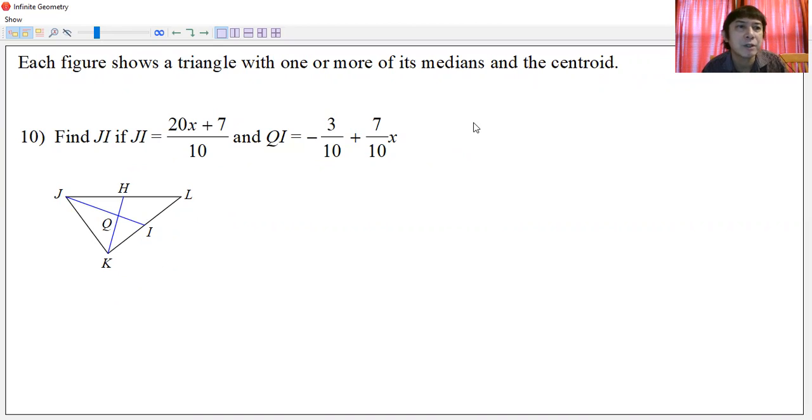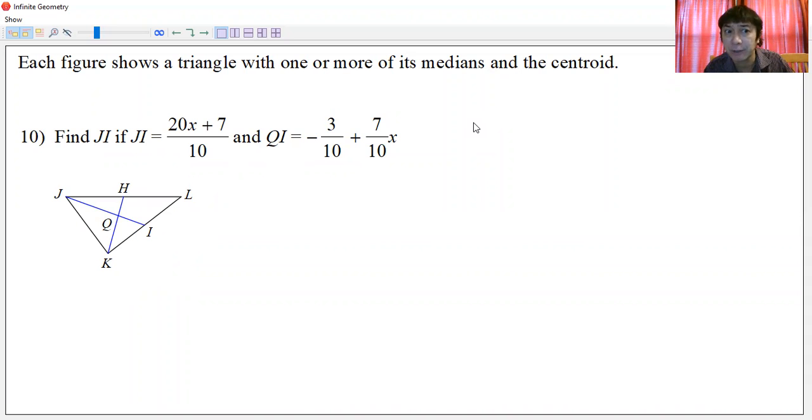Okay, the instruction is: each figure shows a triangle with one or more of its medians and a centroid. For number 10, find JI. Okay, JI. All right, that looks like the entire length of the median. Now, what are the given?